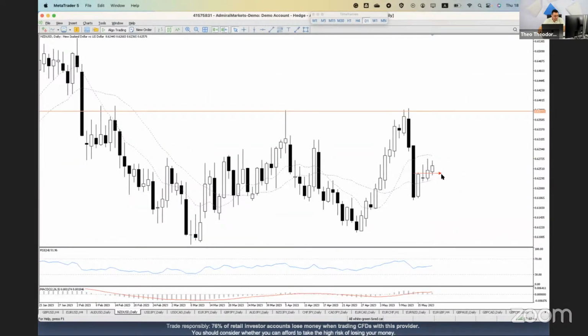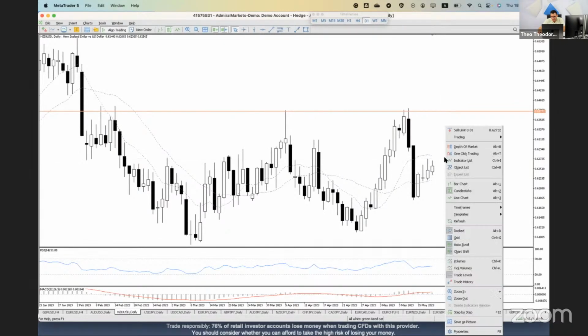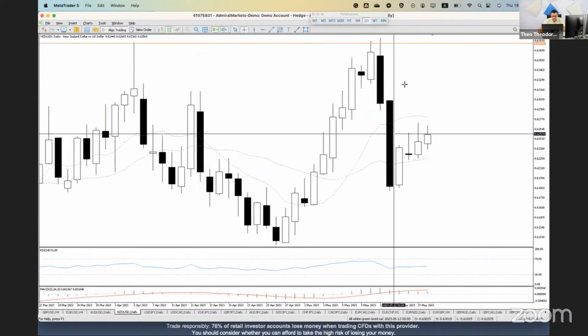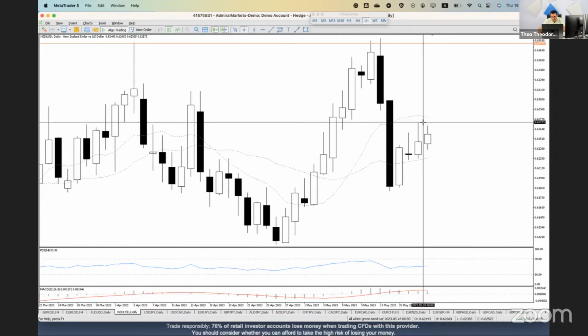some strength on the New Zealand dollar, but what I would like to see at this point is this one here. The price is trading within this area. If we're going to have a higher high, today's candle, if it's going to take yesterday's high, and how I find it out, I will just come at the top of the candle. Let me zoom in a little bit. You see this high here?